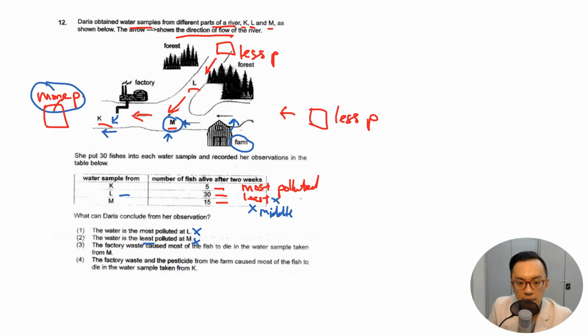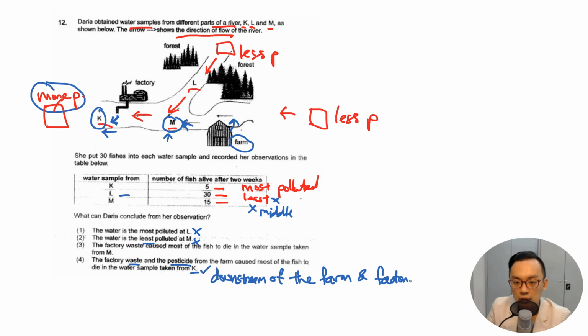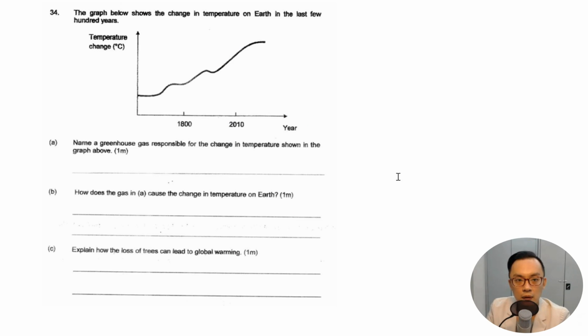The factory waste and the pesticide from the farm caused most of the fish to die in the water sample taken from K. So let's take a look at K. It is downstream of the factory. It is also downstream of the farm. Therefore, the factory waste and pesticide from the farm caused most of the fishes to die. This is correct because it is downstream of the farm and factory. Okay, let's look at this question.